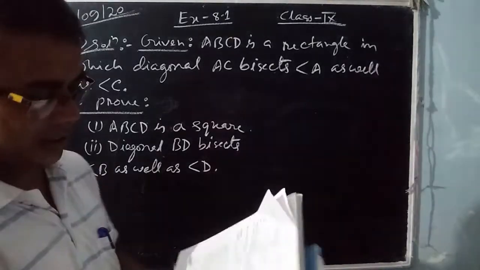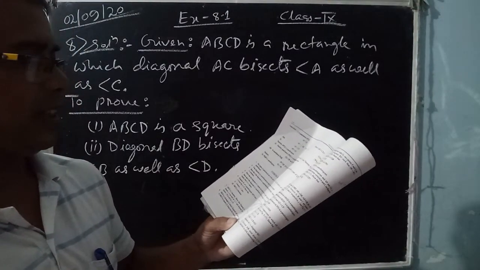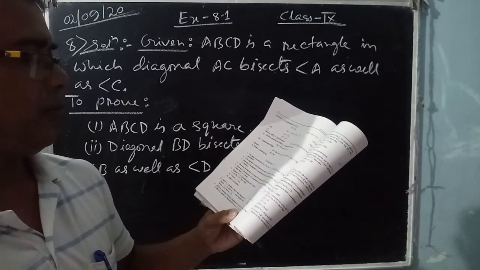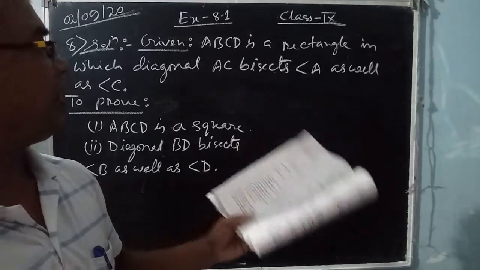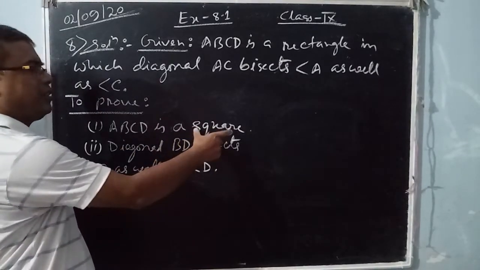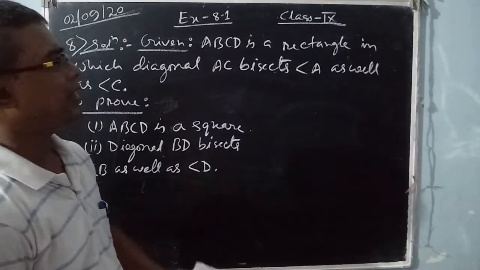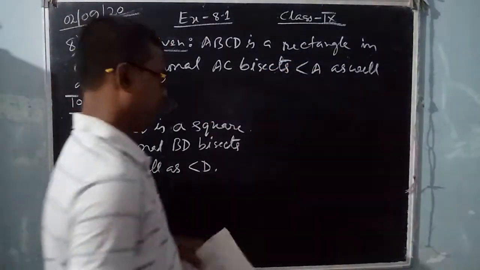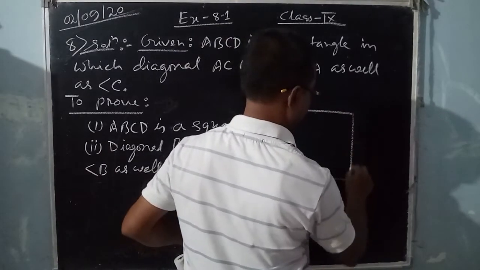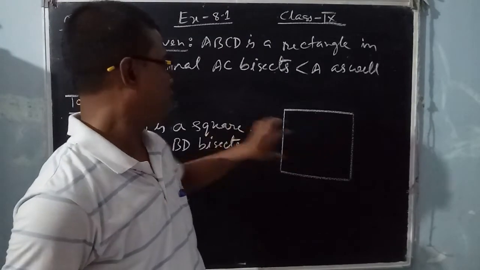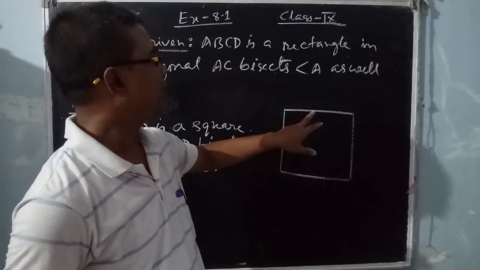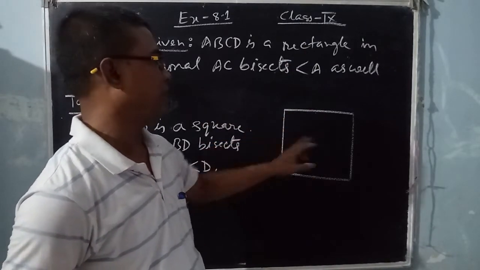Question number 8. ABCD is a rectangle in which diagonal AC bisects angle A as well as angle C, so that ABCD is a square, and diagonal BD bisects angle B as well as angle D. Here ABCD is a rectangle, but we need to prove ABCD to be a square. This shape is like a square, but initially we are considering this as a rectangle, because a rectangle has 90 degrees and opposite sides equal.